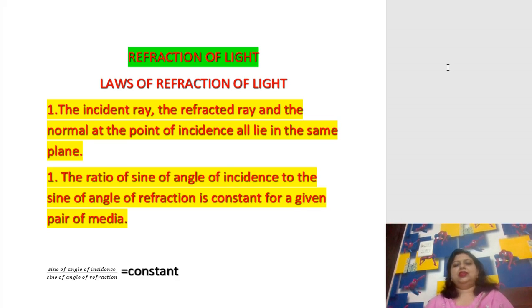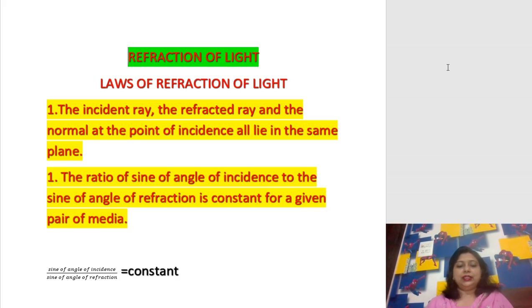Hello children, refraction of light is going on and this is my second video. In the first video, I explained what is refraction and the difference between reflection and refraction. Today's video, I will explain the laws of refraction of light.